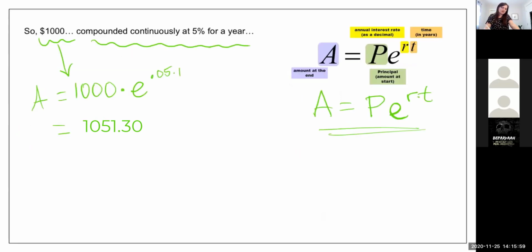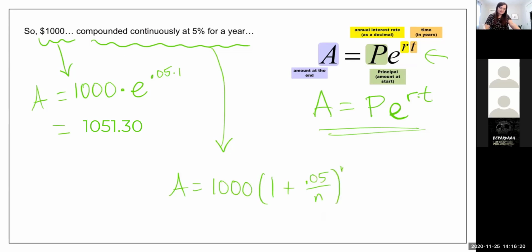I mean, if you didn't use this formula and you just remembered the initial formula, let's see how that would look. You'd have 1 plus 0.05 over n, compounded continuously. So n is getting really, really big, to the power of nt. You could just take this and make the n really big. You could put like 5,000 in here and see what it gets close to, and it will get close to this amount.